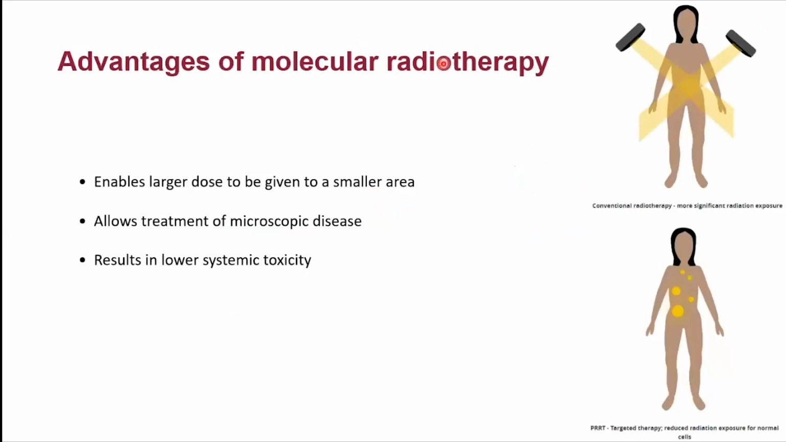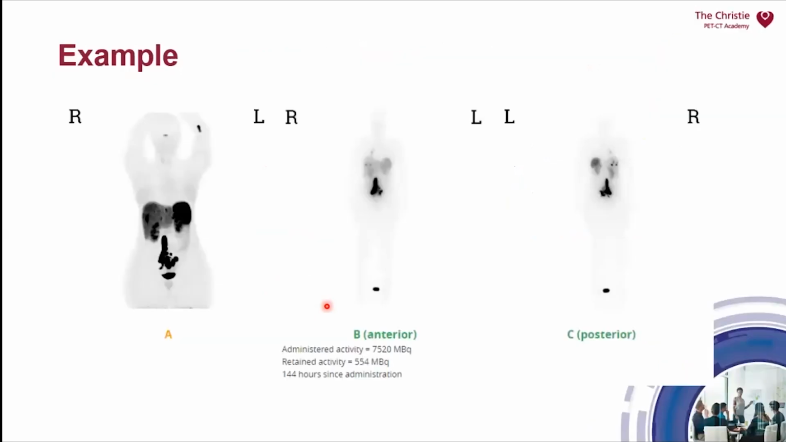The advantages of delivering radiotherapy that way, compared to just shining it into the body with a camera type machine, which is how conventional radiotherapy works, is it enables you to give a larger dose to a much smaller area. And it also allows you to treat multiple lesions that have spread throughout the body, when you wouldn't really be able to do that with conventional radiotherapy because of side effects and toxicity.